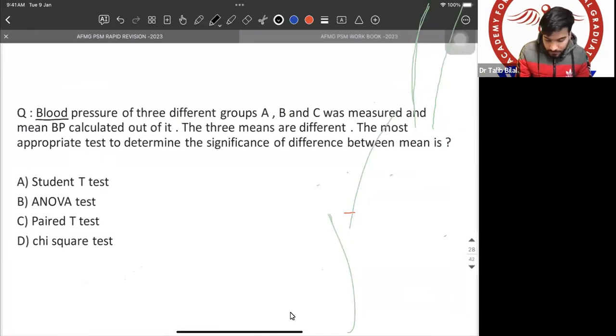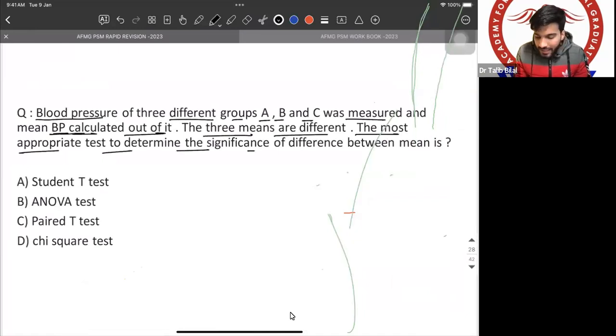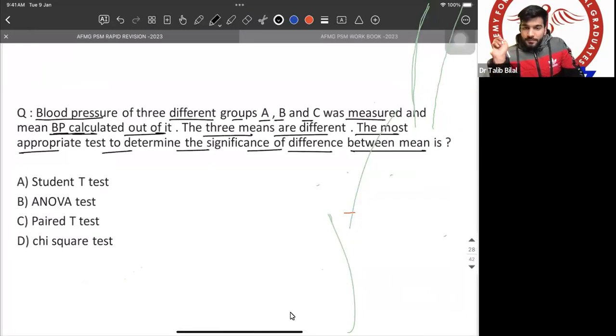Blood pressure of three different groups A, B, and C was measured and mean blood pressure calculated out of it. The three means are different. The most appropriate test to determine the significance of the difference between the means. What will be your answer, guys? What will be your answer, please, everyone?